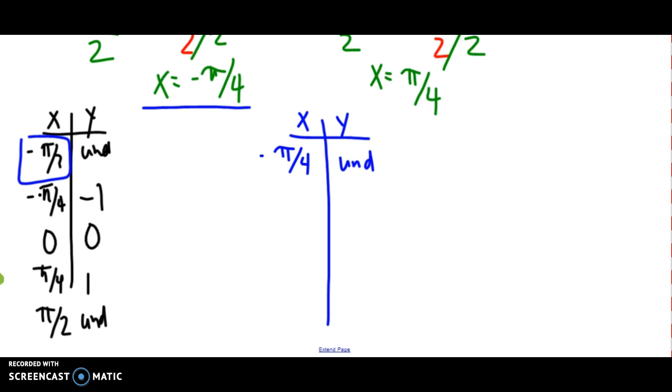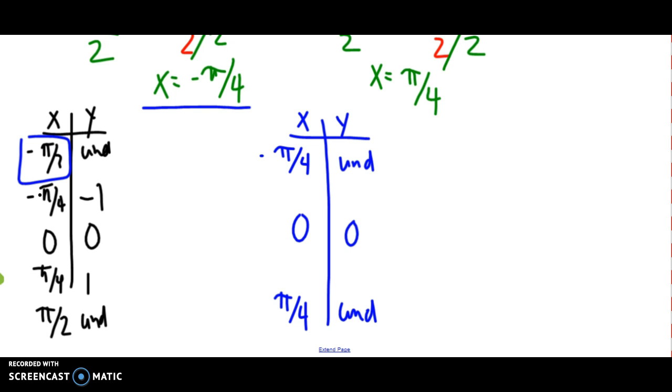Same thing here, though. We also want positive pi over 4 to be my other undefined value. Okay? So that's my outside vertical asymptotes. Halfway in between them is 0. And so same thing, halfway between my period before is also going to be 0.